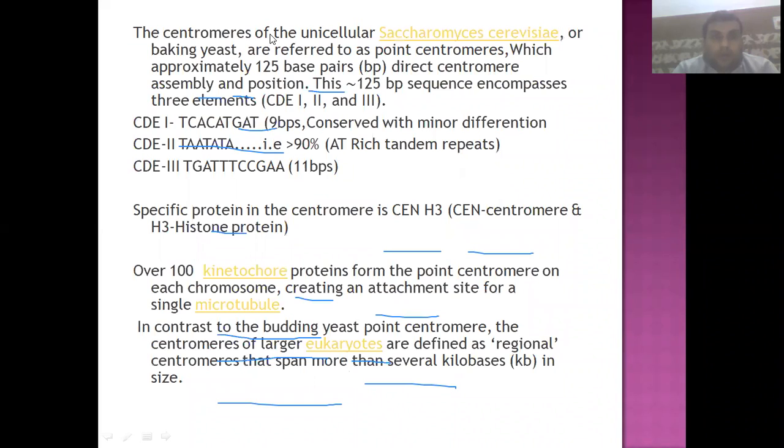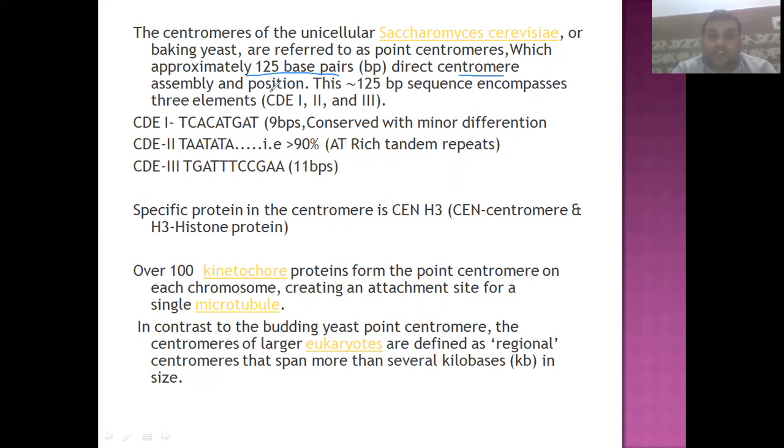Then we will discuss the centromere. In an earlier slide I discussed that the centromere region consists of different elements. Here, the centromere of unicellular Saccharomyces, or baking yeast, is referred to as a point centromere, which consists of approximately 125 base pairs.